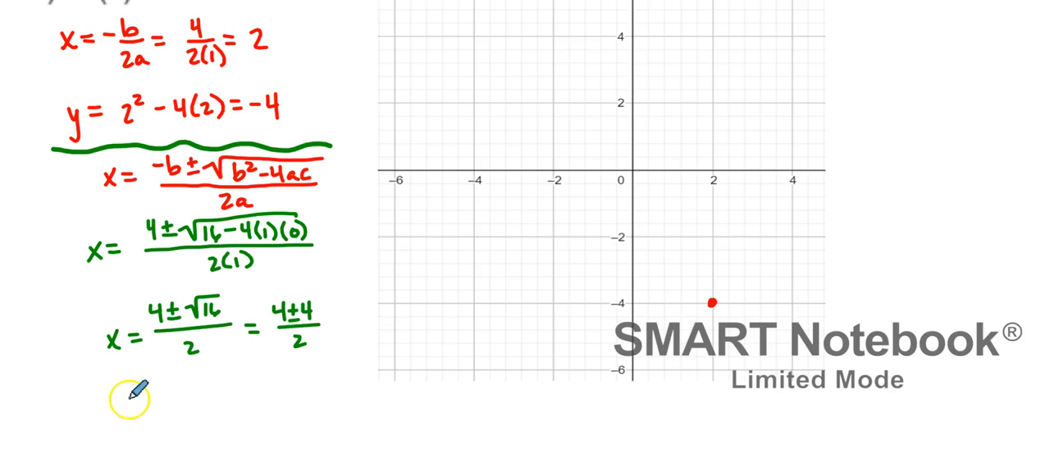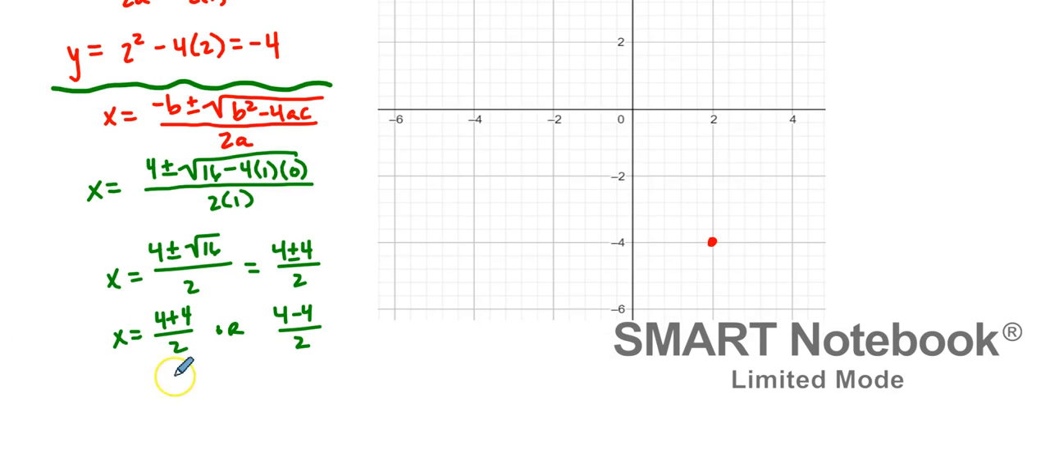And then we split this up into two different ones. So I know that x is equal to, one of the options is 4 plus 4 over 2. The other option is 4 minus 4 over 2. And one more quick step, 4 plus 4 over 2 is 8 divided by 2, so that gives me a 4 for one of my roots. So I'm going to go over here and plot 4. My other root is 4 minus 4 over 2, which is just 0 divided by 2, which is 0. So there's my other root.